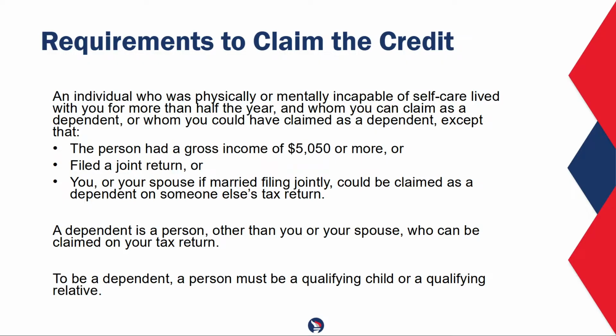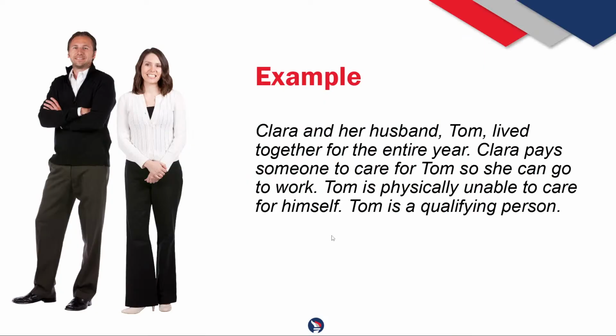But I could take the child dependent care credit for my spouse if I needed it. To be a dependent, the person must be a qualifying child or a qualifying relative. Claire and her husband Tom live together for the entire year. Claire pays someone to care for Tom so she can go to work. Tom is physically unable to care for himself. Tom is a qualifying person in this case.